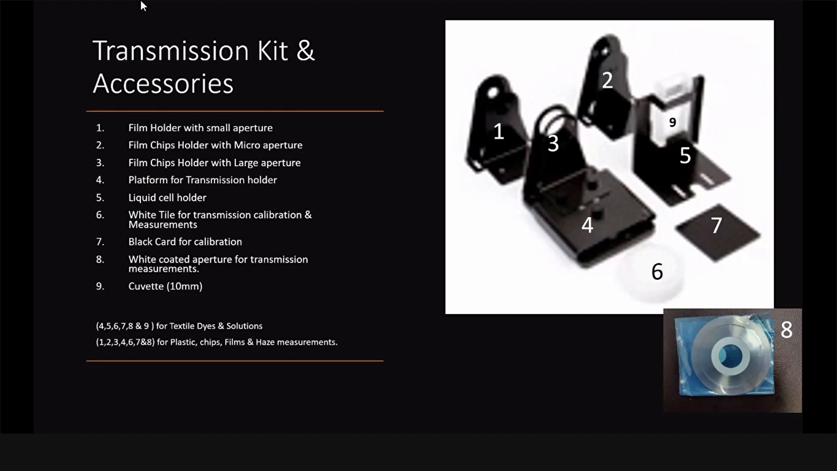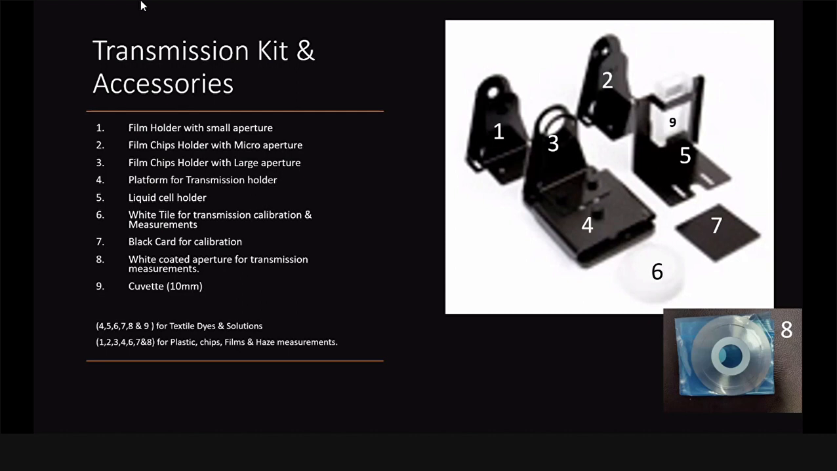And then we have the sixth, a white tile, and it is always used for transmission calibration as well as for measurement. So this white tile needs to be placed on the aperture side where we do physical sample measurement. Once it is placed, it will make the geometry diffuse condition. And the seventh is a black card. This card is normally used for calibration, so it will help us to do 0% transmission measurement while doing calibration for transmission.